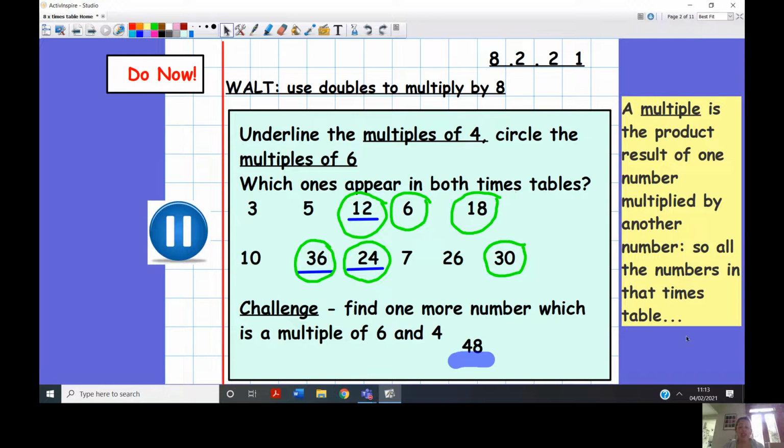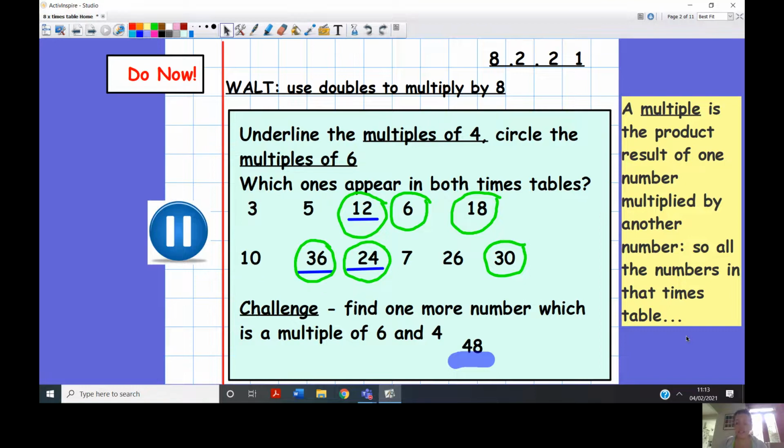And then finally your challenge to find one more number which is a multiple of 6 and 4. That answer is 48. 12 times 4 is 48 and 8 groups of 6 is equal to 48. Fantastic. That's a good little task. We're going to be doing some of those maybe over the coming week as well, because they just get you thinking about what numbers are in the same times table. Therefore, you're building up your knowledge of what is in those times tables, the different multiples.